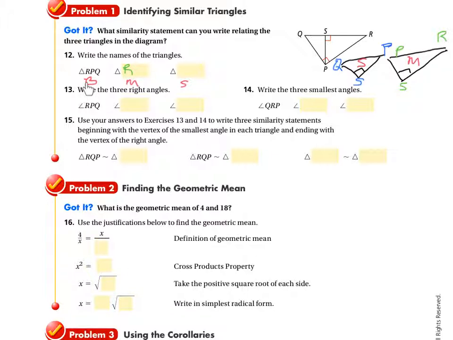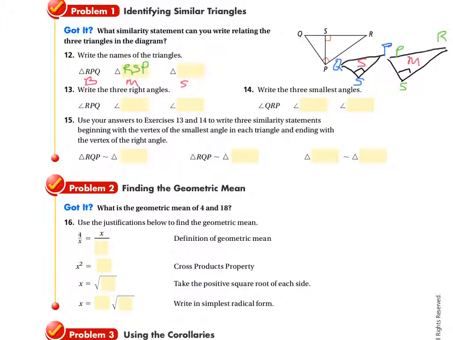And then P is next. So P corresponds to the right angle. So on the big one, S is the right angle. I'm sorry, on the medium one, S is the right angle. So then we have S. And that leaves us with P. So there's my similarity statement for the medium triangle.